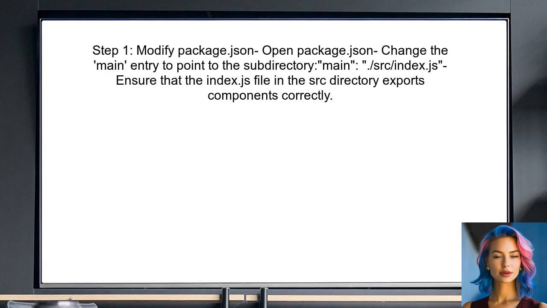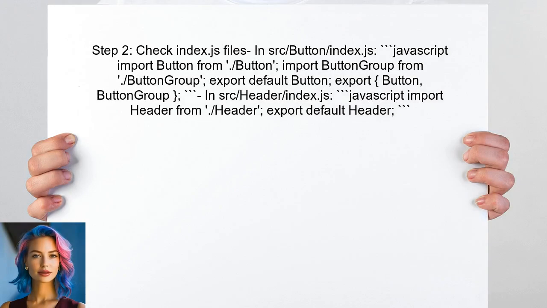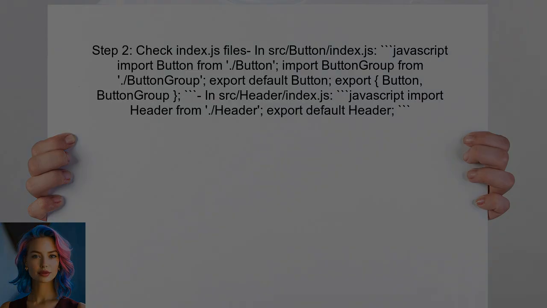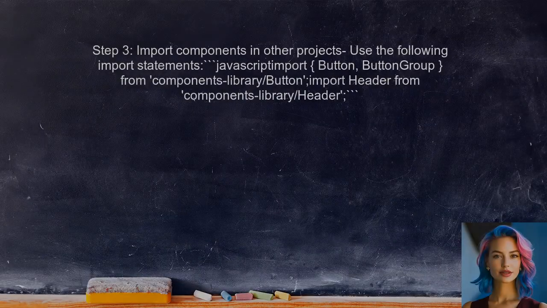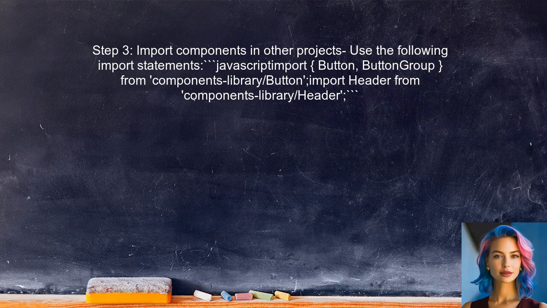To begin resolving the user's issue, we need to ensure that the package's structure allows for direct imports from subdirectories. The user should modify the package's main entry point in the package.json file. Next, the user should confirm that the index.js files in each subdirectory are exporting their components properly. This is crucial for enabling imports from those subdirectories. Now, the user can import components directly from the subdirectories in their other projects.